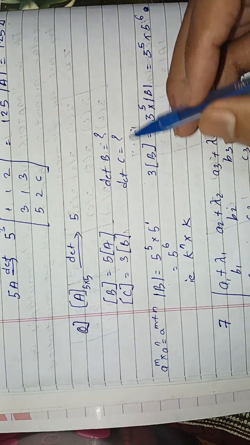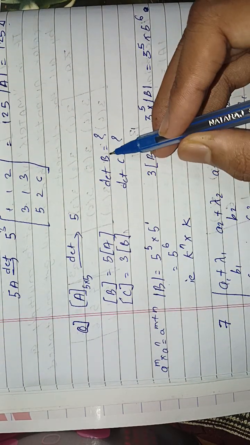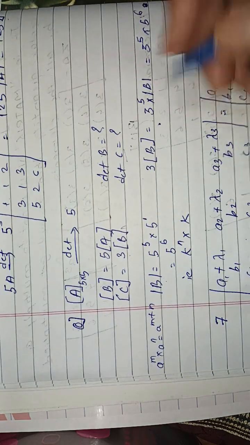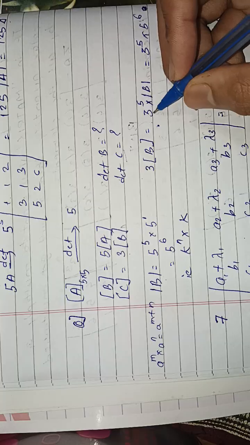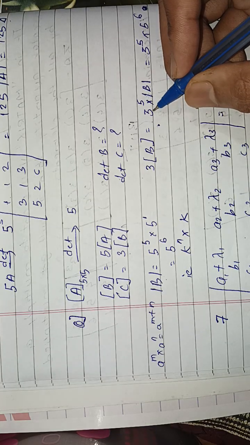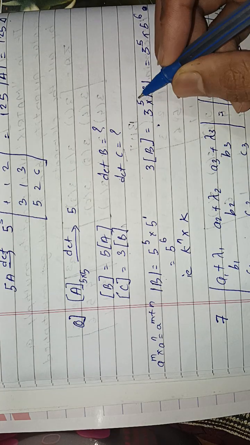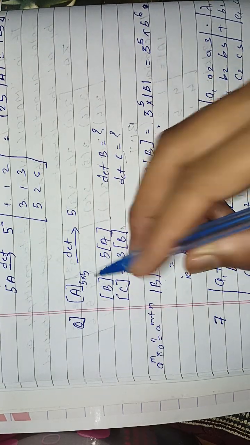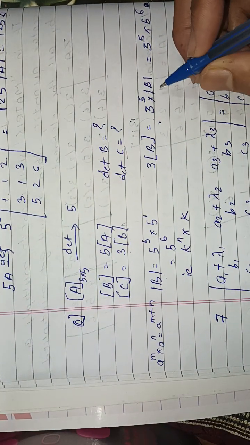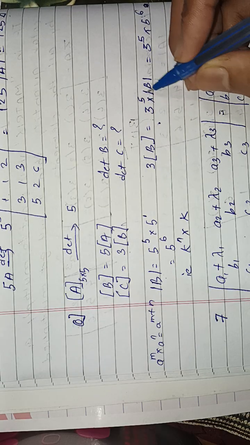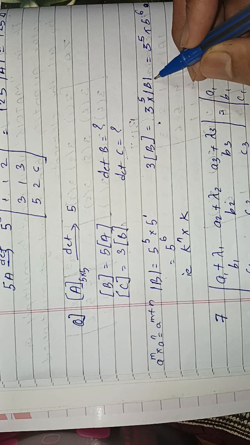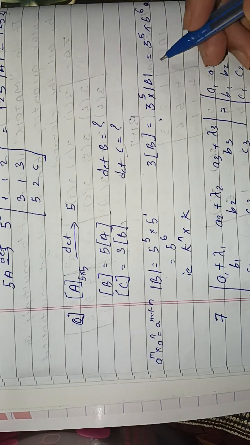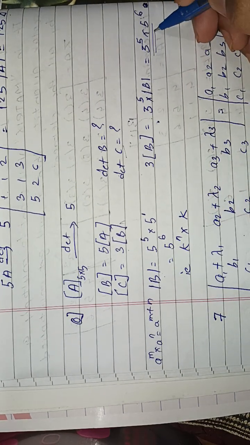Now we got the determinant of B. Now they want determinant of C. They have given C is equal to 3 into B. This B is a matrix. So here 3 raised to 5, since 3 is the scalar quantity and n is the order. So 3 raised to 5 into determinant of B is equal to 3 raised to 5 into 5 raised to 6, and this is the value.